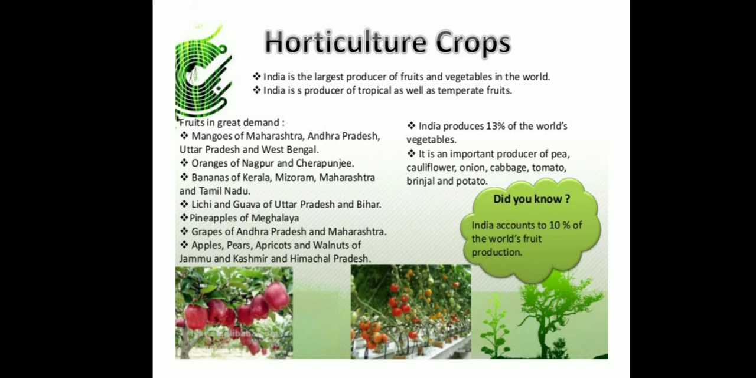Fruits in great demand: mangoes of Maharashtra, Andhra Pradesh, Uttar Pradesh, and West Bengal; oranges of Nagpur and Cherrapunji; bananas of Kerala, Mizoram, Maharashtra, and Tamil Nadu. In this way, we can see that India produces 13% of the world's vegetables. It is an important producer of pea, cauliflower, onion, cabbage, tomato, brinjal, and potato. Children, do you know that India accounts for 10% of the world's fruit production?